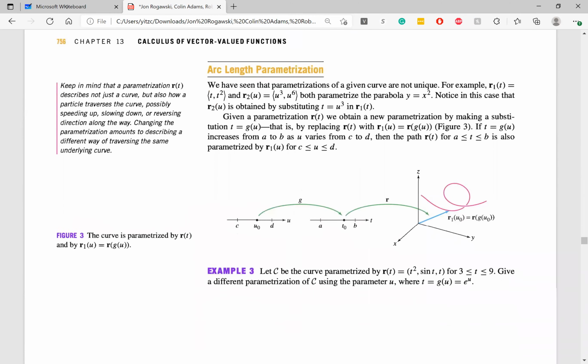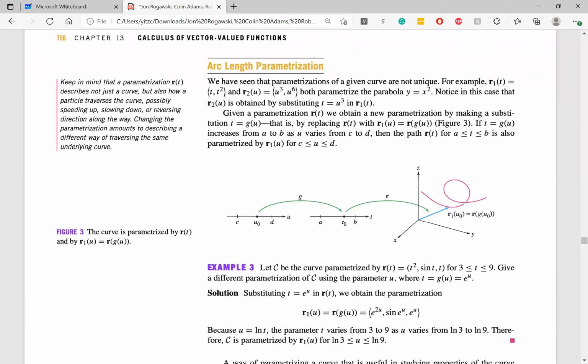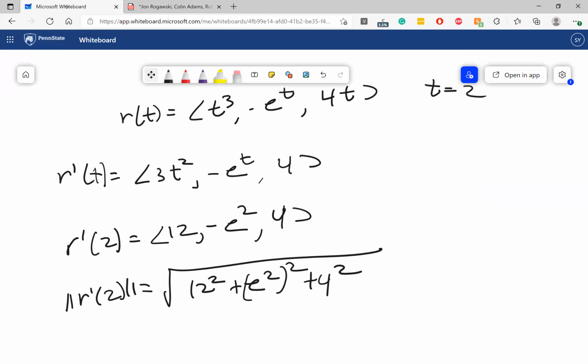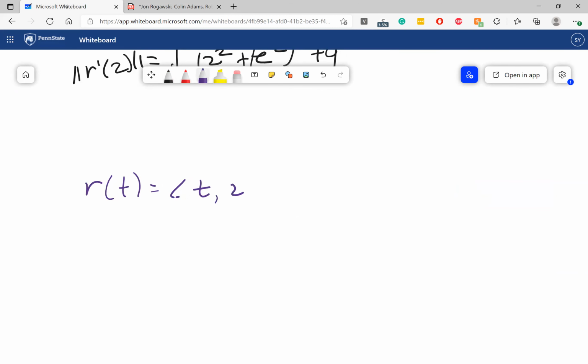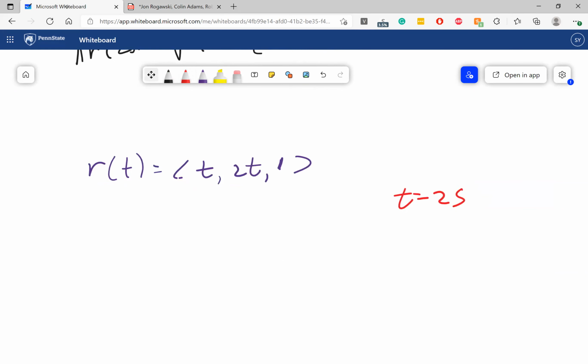Another thing that we can try to do is, well, different curves have different parameterizations, and those parameterizations can have different speeds, right? You can have a line which has something simple, r of t is equal to t, let's say 2t and 1. So this has one speed, but if I take my t and I replace it with 2s, so a new parameterization, I will get the same exact curve.